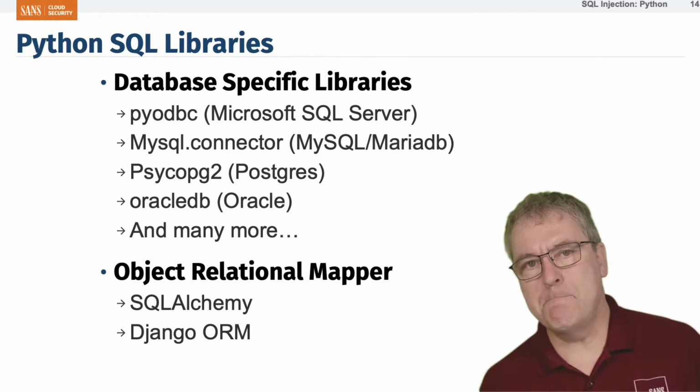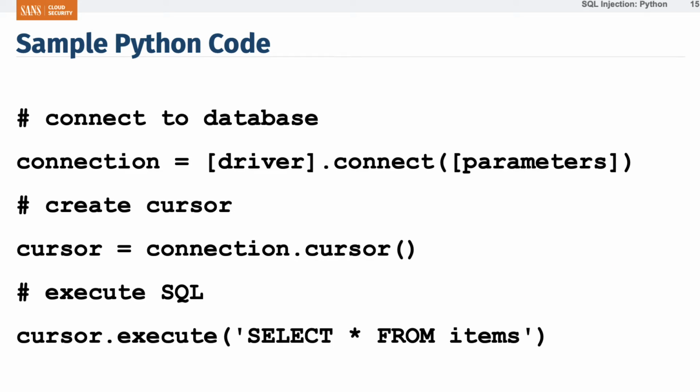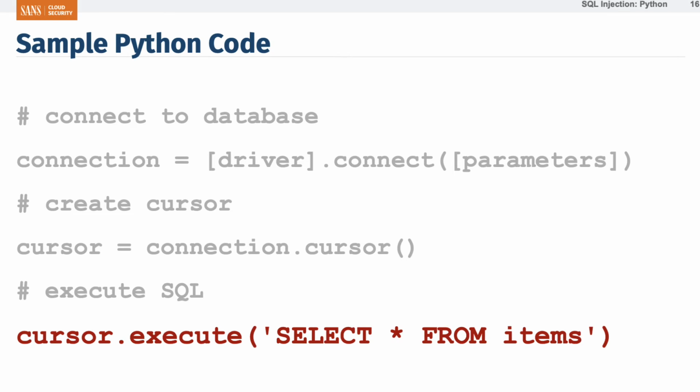So this is your basic code, what it looks like in Python. We first connect to the database. We send some parameters here, like possibly authentication parameters. Then we create a cursor, and then we execute statements. And of course, that execute part is where it gets interesting from a SQL injection point of view.